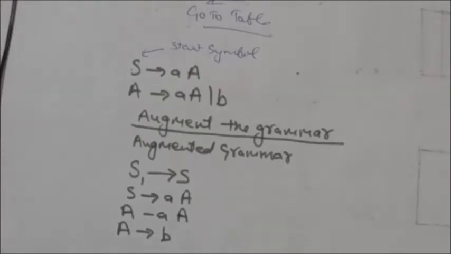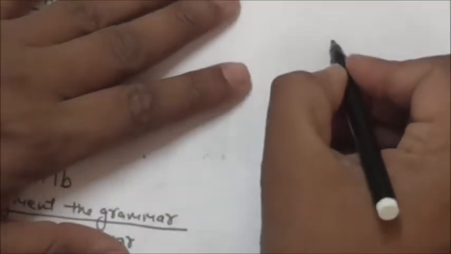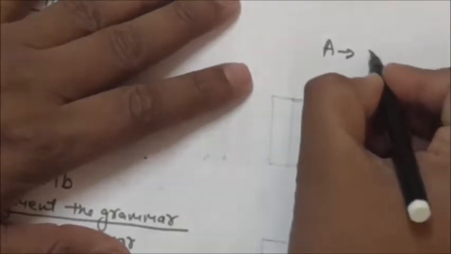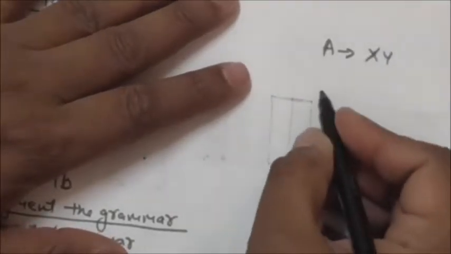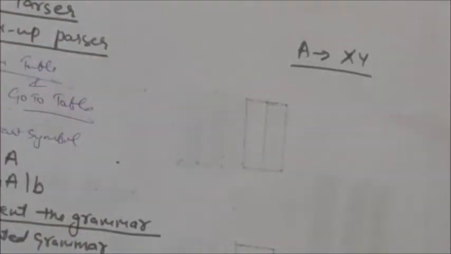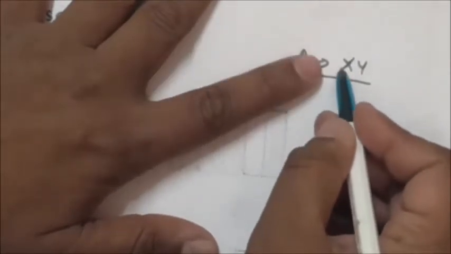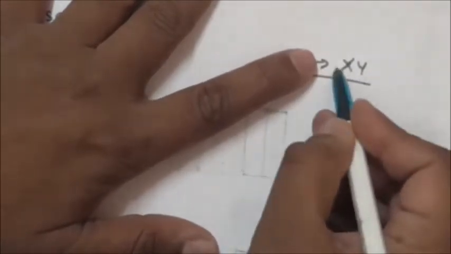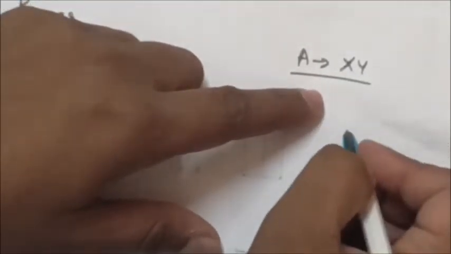Now the second step is to create LR0 items, right? Now suppose we have a production rule A derives XY, right? Then how can we create the LR0 items of this production rule, right? Now see what happens. In this production rule, right, we have to place a dot on the right hand side of the production rule, right? So here wherever it is possible on the right part of this production rule, we will place a single dot.